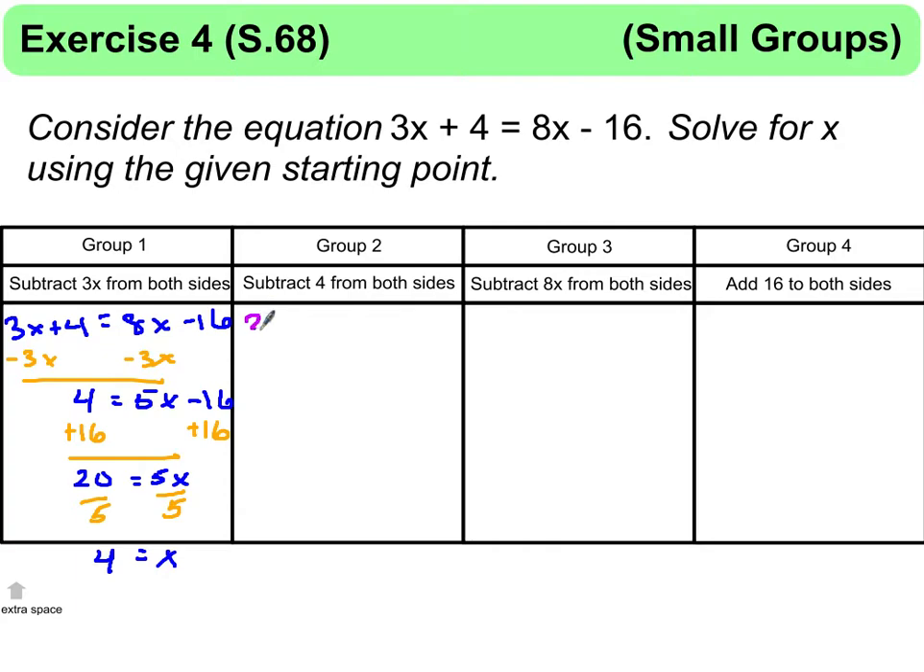So again, we start with the 3x plus the 4 equals the 8x minus the 16. If I want to subtract 4 on both sides, I can start by doing minus 4 and then minus 4. And so then when I subtract, I will keep the 3x. The 4 minus the 4 is 0. My 8x comes down, and then negative 16 minus 4 is negative 20. So at that point, I may consider subtracting 8x on both sides.